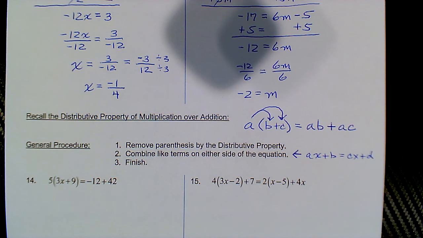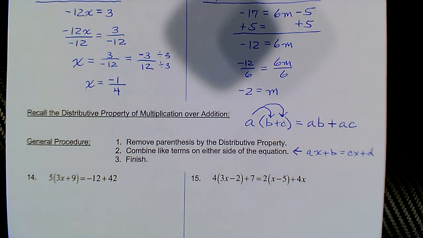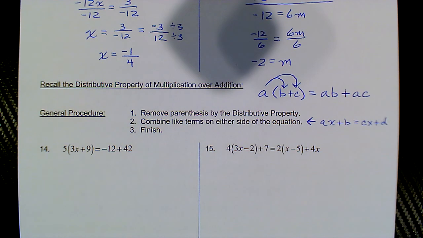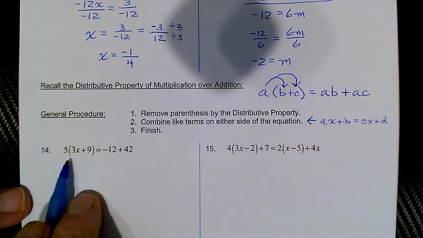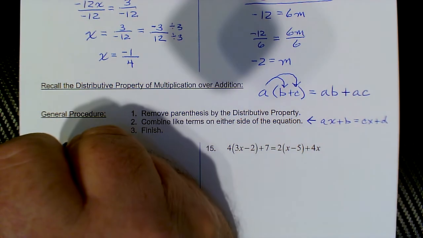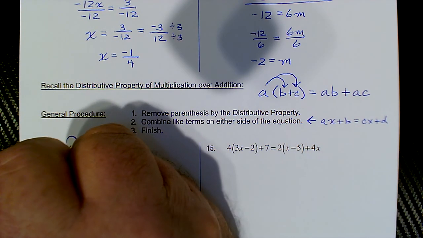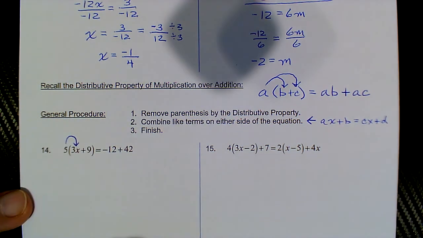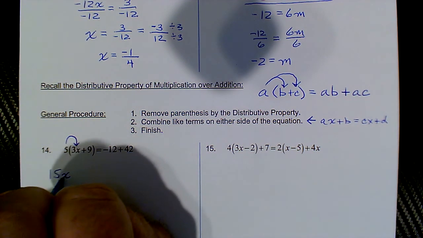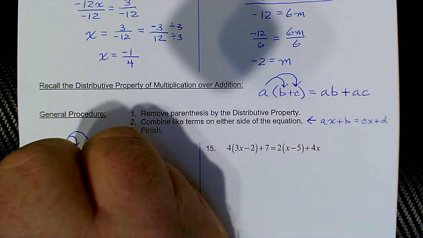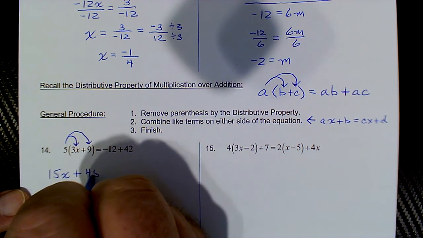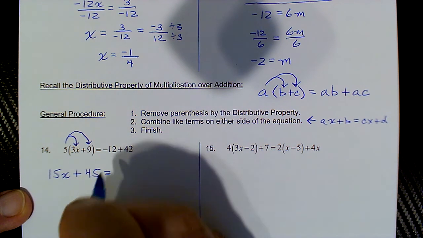So solving these equations should be systematic. You have to write things down, and you shouldn't have to guess. Now, in this equation here, number 14, I'm going to show the distributive property with our little arrows. And 5 times 3x, you just multiply 5 times 3 to get 15, carry along the x. And then the 5 is distributed to be multiplied by the 9. And 5 times 9 is 45. Make sure you put a little plus in there.